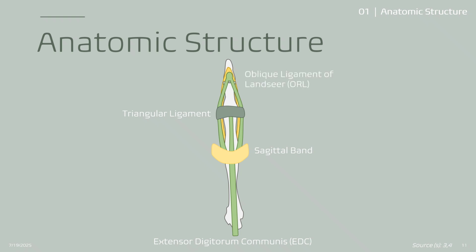The last ligament that we'll discuss in this system is the oblique ligament of Landsmeer. This originates at the palmar side of the MCP joint, transitions to the dorsal side at the PIP attachment point. It's a static component in the tendon extensor system, but it's crucial to coordinating the DIP and PIP joint extension.